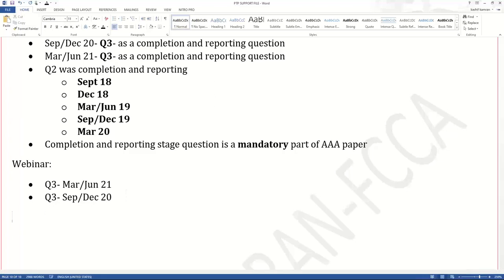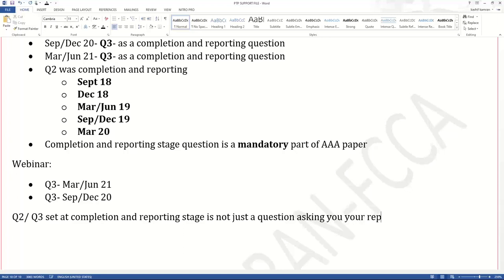Now, the first thing you need to understand is that a question 3 or a question 2 set at completion and reporting stage is not just a question asking you your reporting knowledge. The 25 marks question, whether it is 2 or 3, is not just asking 25 marks of reporting knowledge. It is a combined question. Try to understand this.